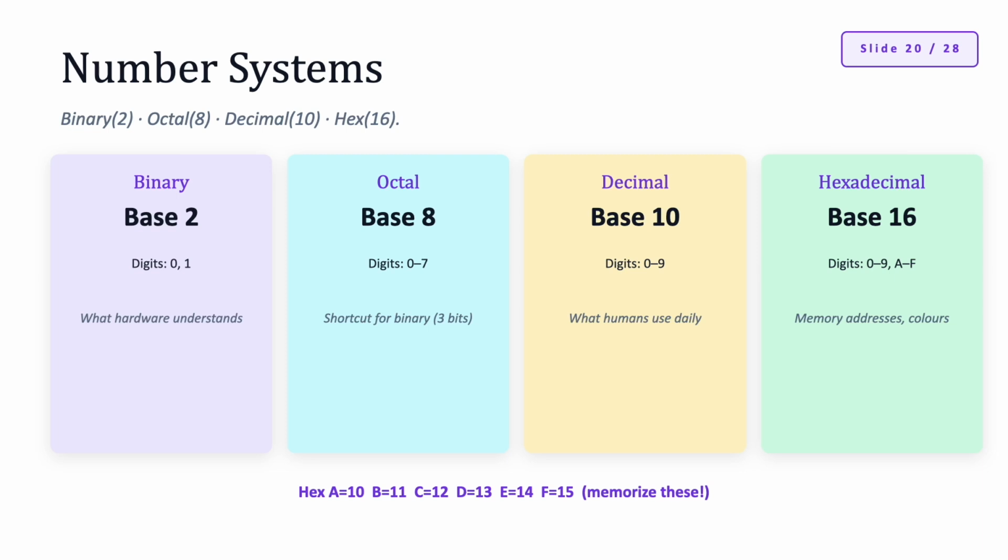Why do we need different systems? Binary is what hardware understands, but binary numbers are very long. The decimal number 255 is 11111111 in binary. Octal and hexadecimal are shortcuts. They compress binary into shorter representations. Hex is especially popular in programming for memory addresses and color codes.